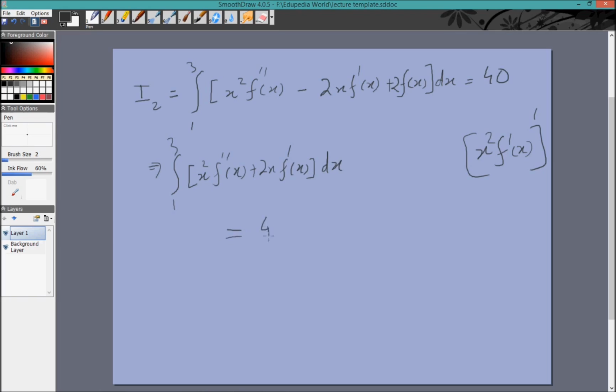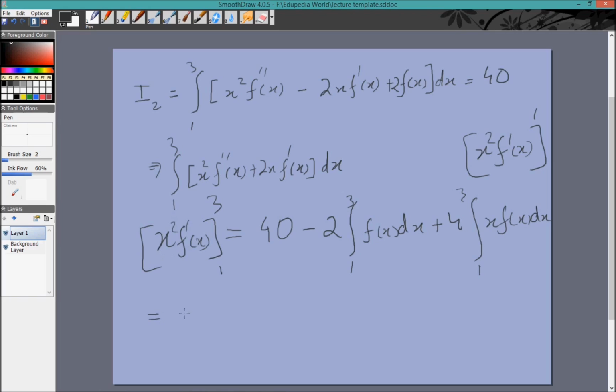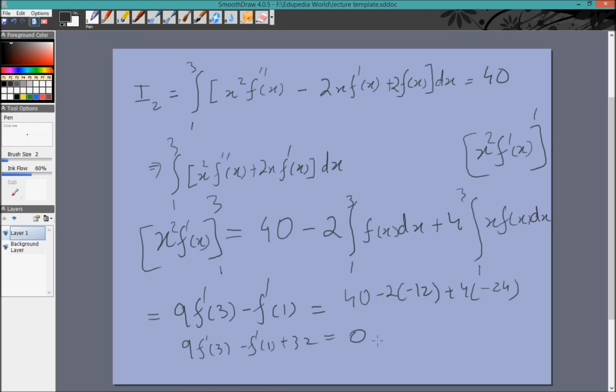What is this equal to? This is equal to 40 minus 2 times the integral from 1 to 3 of f(x) dx plus 4 times this 2 and another 2, so plus 4 times the integral from 1 to 3 of x f'(x) dx. And this is equal to this term, which is the derivative of this term. So this will simply be x² f'(x) with the limits from 1 to 3, not an integral now. So this gives me 9 f'(3) − f'(1) is equal to 40 minus 2 times (−12) plus 4 times (−24), which is 40, this is 64, minus 96, this is −32, which means 9 f'(3) − f'(1) + 32 = 0. So previously I got D, now I get C. So the final answers in this case are C and D.